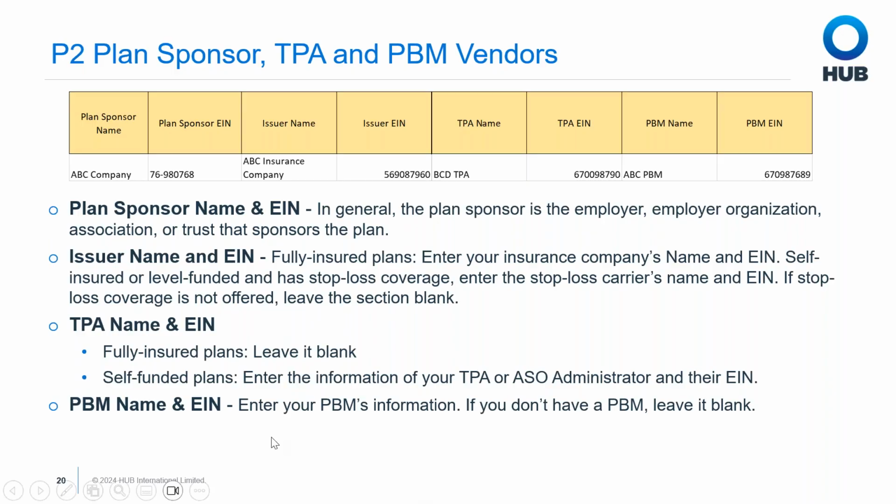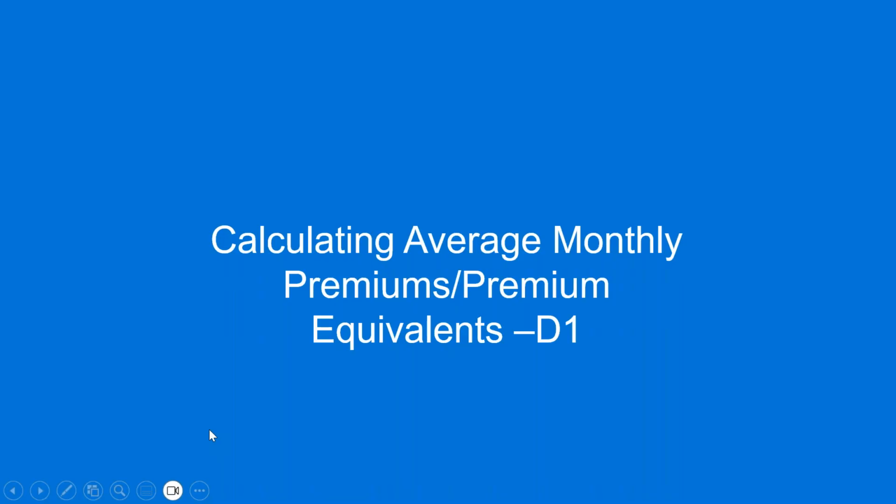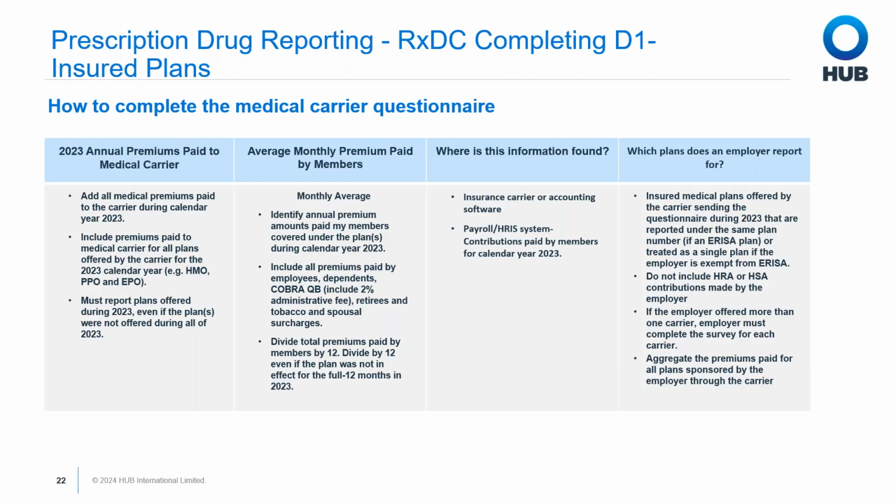Now that we've looked at what the P2 form looks like and what it requires you to complete, let's review in greater detail some of the more critical information that the carrier or TPA questionnaires include, which is calculating the average monthly premiums and premium equivalents, which are required for the completion of the D1 report.